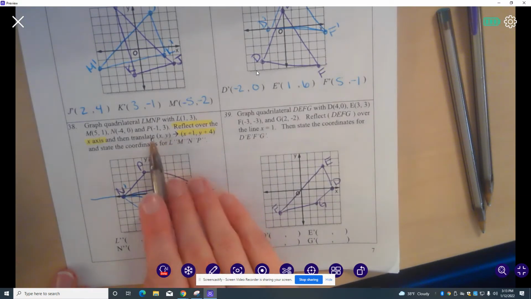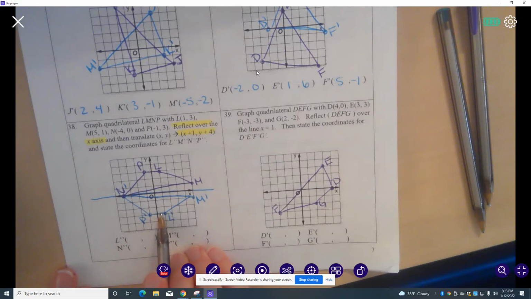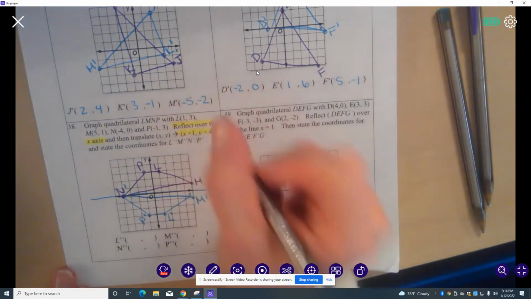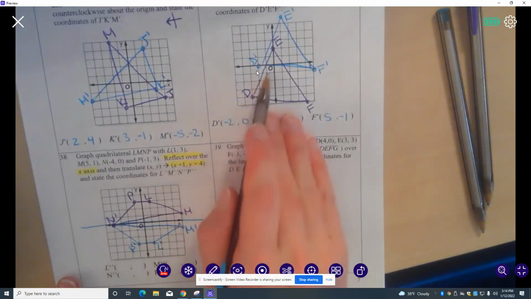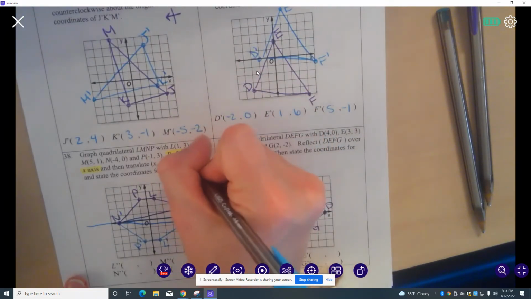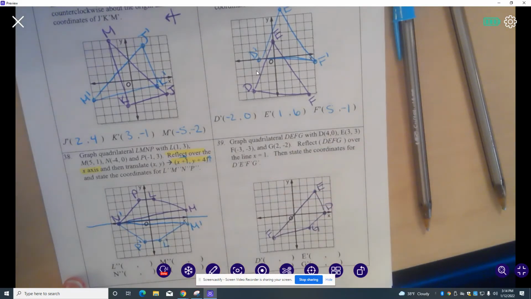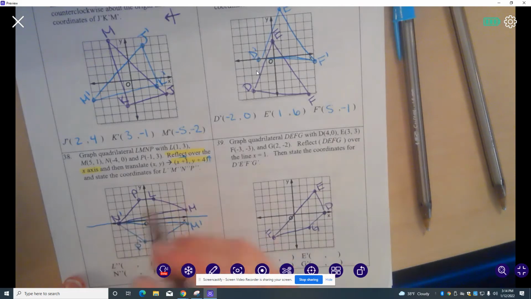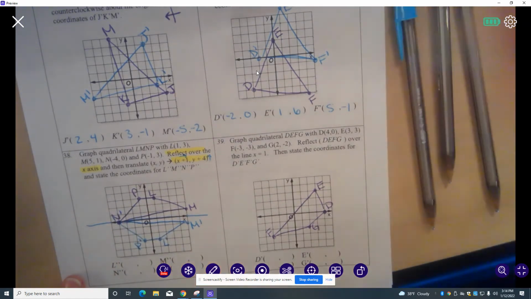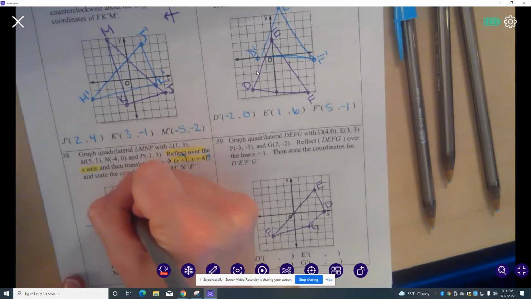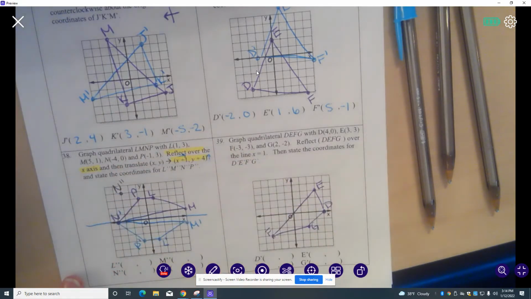Remember, we want to now translate my new quadrilateral. You'll notice this is the same rule as in number 37. We're going to go 1 to the right and 4 up. And I'm going to put a new point. So I'm going to go 1 right and up 4, and put a new point. And that will be N double prime.